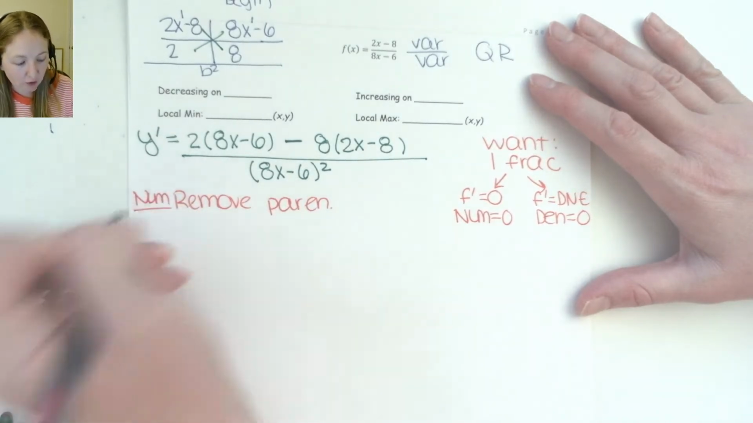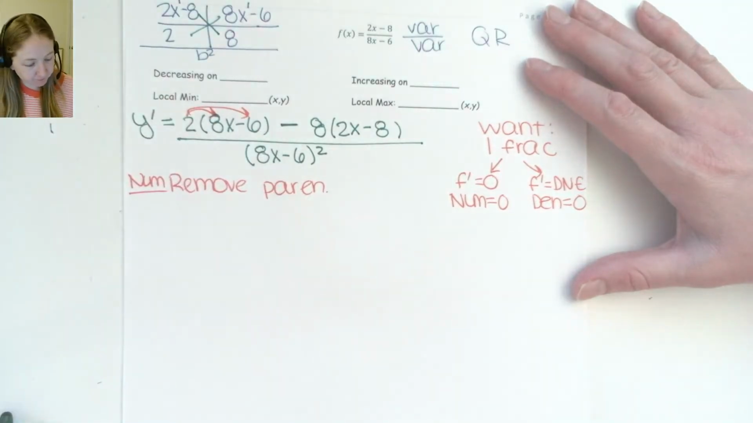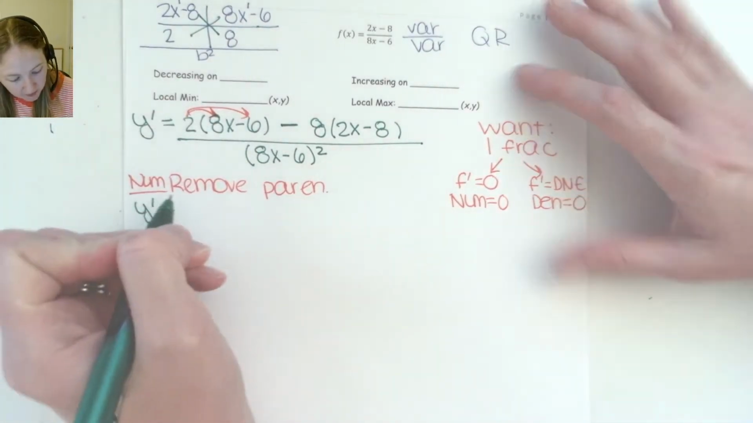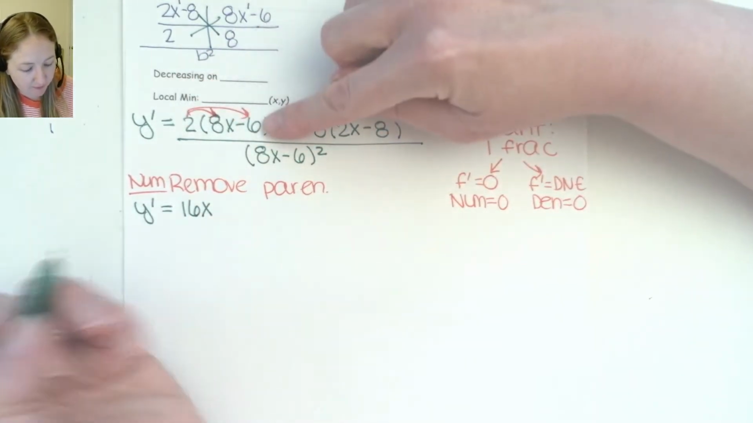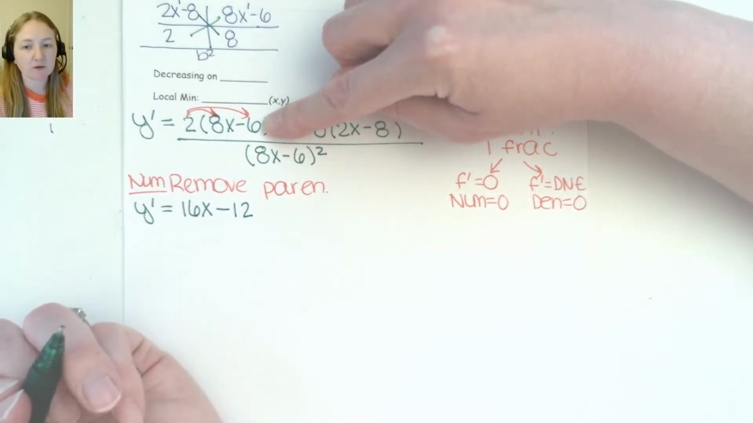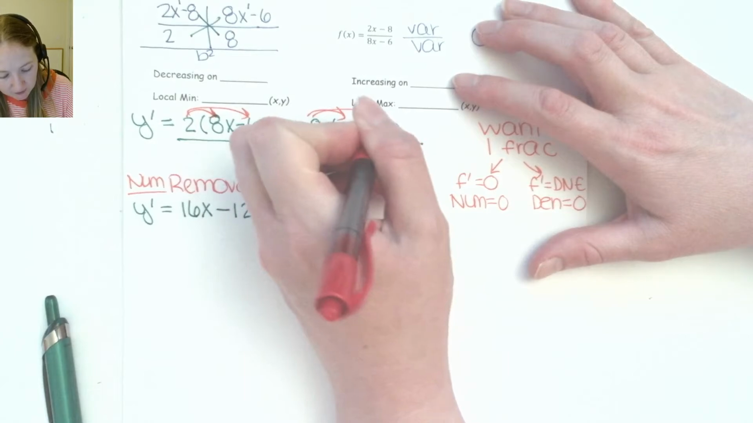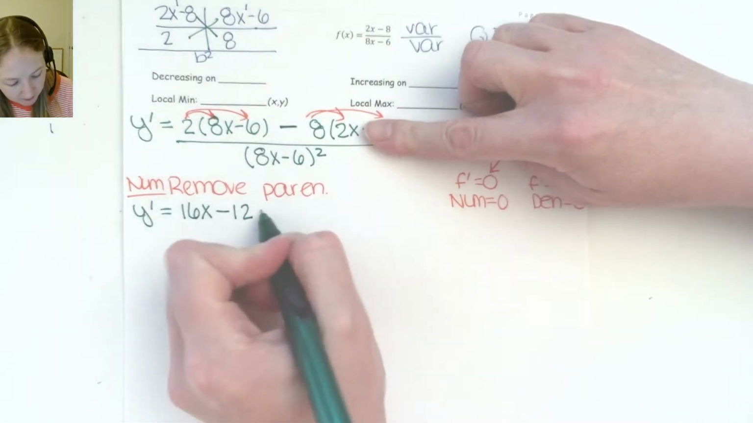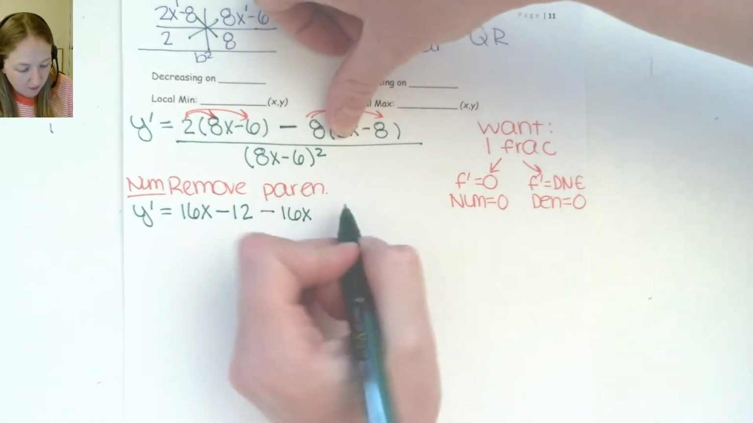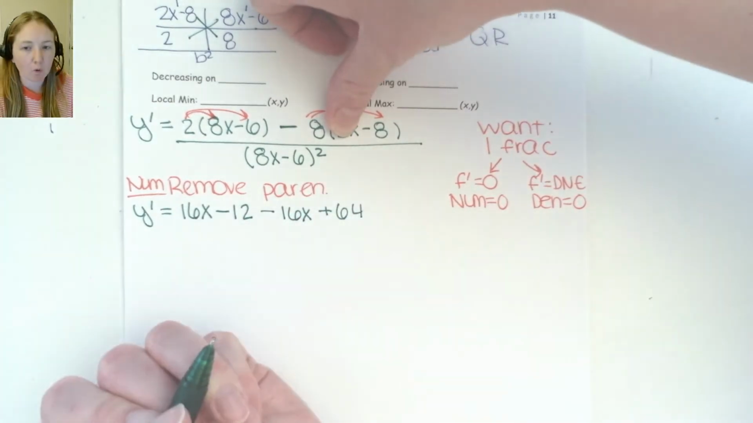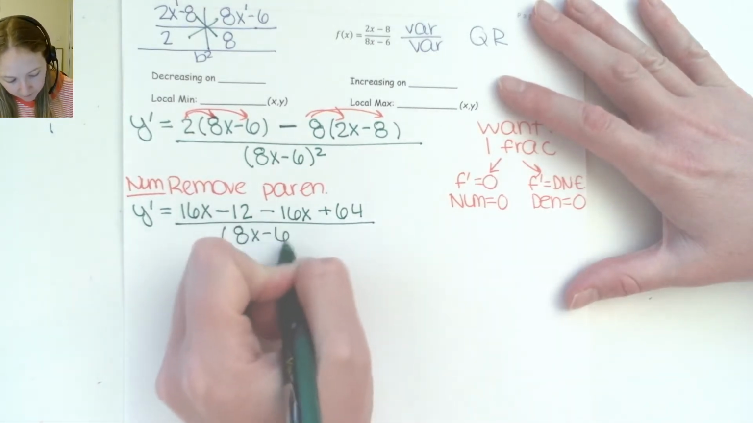So a lot of the work will be in the numerator, starting off by distributing, and that will give us, so the 2 times 8x gives us a 16x. The 2 times negative 6 gives us a negative 12. Then we'll distribute the negative 8 to both of these terms. So that's going to give us negative 16x. And then the negative 8 times negative 8 gives us a positive 64. That is then all over the bottom squared.